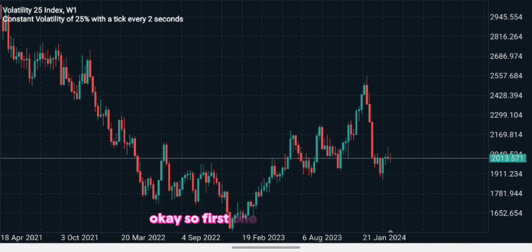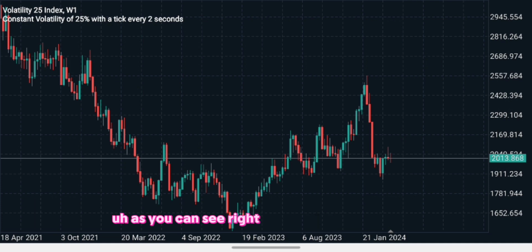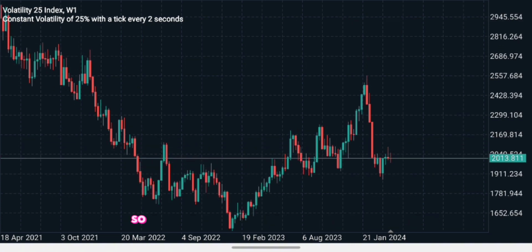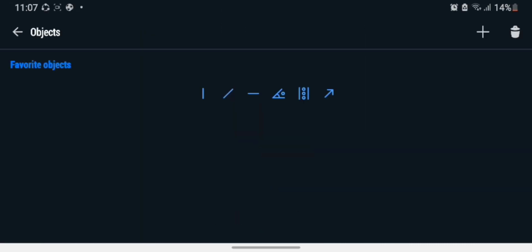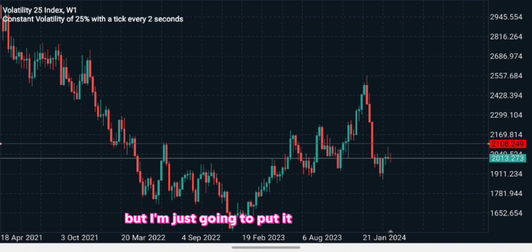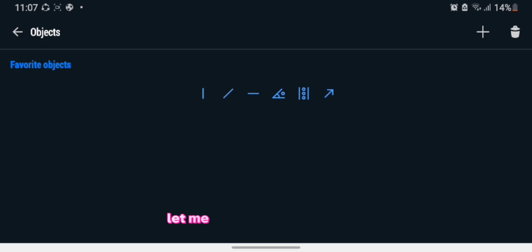Okay, first I'm just going to use this as an example. As you can see right now, we are in week one. So in week one, we are seeing the market as it is right now, like this. In week one, we identified the major points, like this one, this point, but I'm just going to put it as an order block. Let me put an order block here.